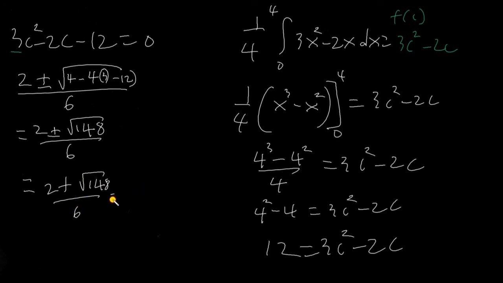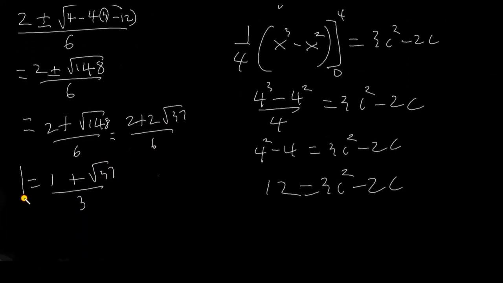And then I can simplify this and get 2 plus 2 square root 37, or 1 plus square root of 37 over 3. And this is my final answer. If I wanted to check that it was in between 0 and 4, I can say, okay, this is approximately 6. So 1 plus 6 is 7, 7 over 3. Yeah, that's pretty clearly in between 0 and 4. So this seems to be a pretty good answer. Okay, now I'll erase and we'll look at part 2.